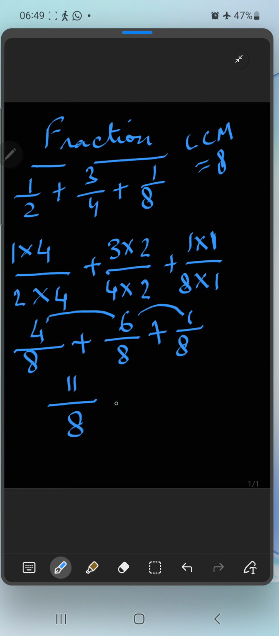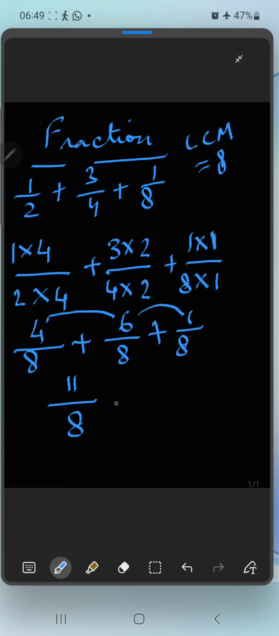I hope you have understood the method. In the same manner we can do subtraction also. The same process we will follow for subtraction. I take one example of subtraction also.